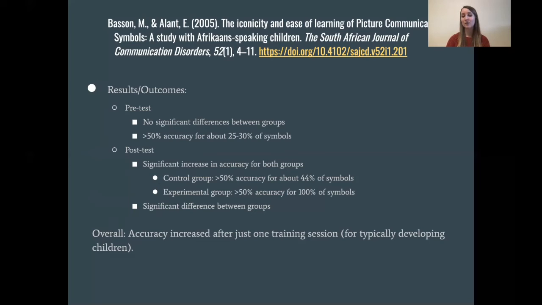They were able to identify 100% of the symbols with greater than 50% accuracy. So this study showed that even just after 1 session of training, there can be a significant increase in accuracy for typically developing children, which is what we're looking for. We want symbols that are easily learned. And then the other implication is that these symbols can be applicable across cultures, across languages, which is also what we're looking for in terms of iconicity.